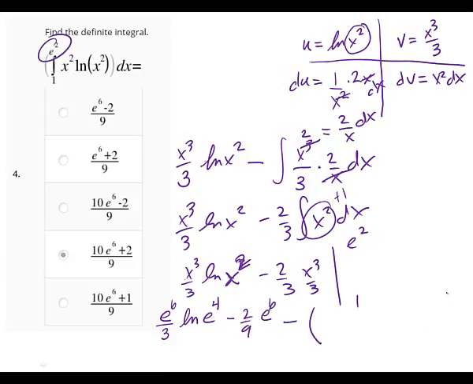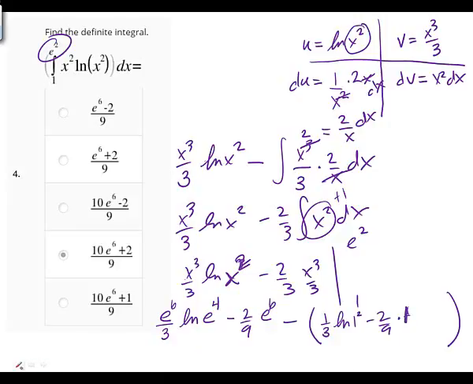Minus, and put a parentheses. So now we're putting in 1. So 1 cubed is 1. So I have 1/3 natural log of 1 squared minus 2/9 times 1, basically, right?